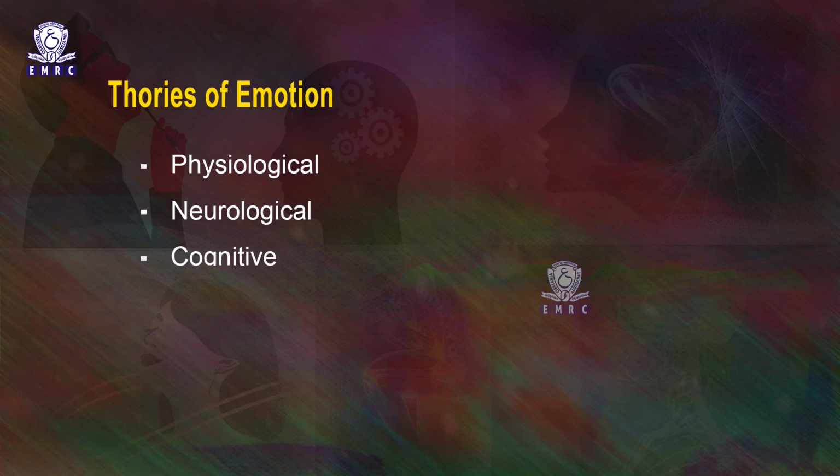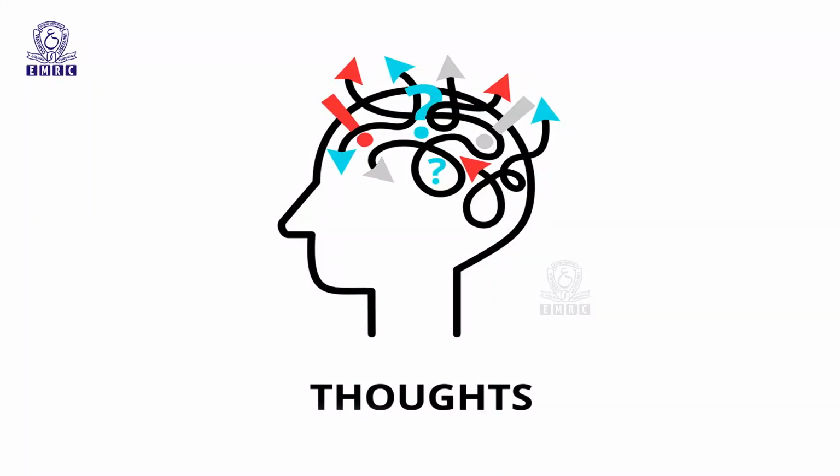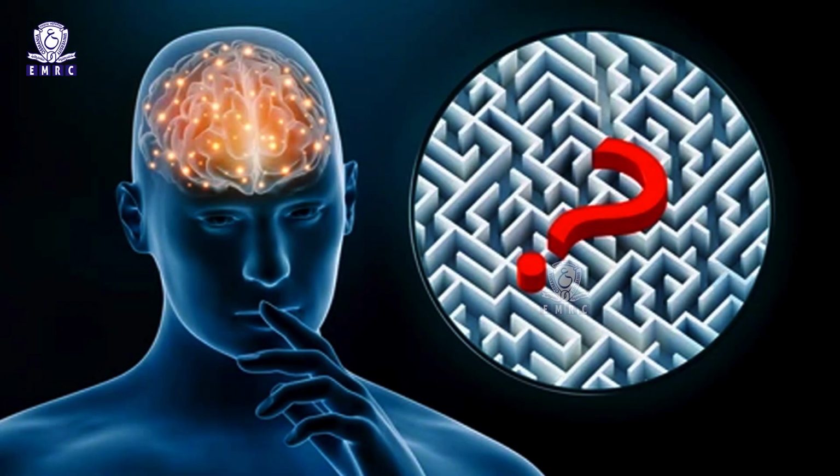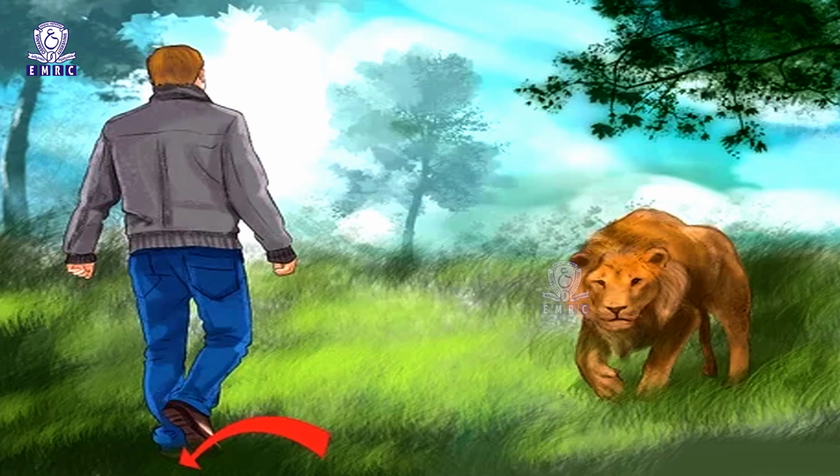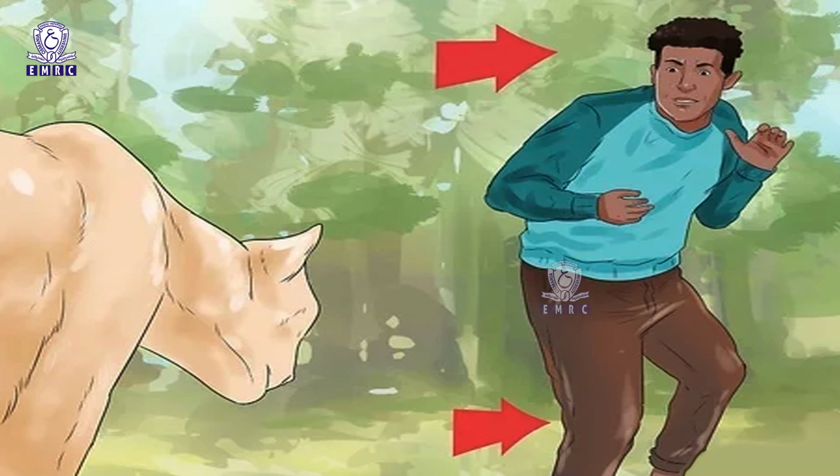Third are cognitive theories, which argue that thoughts and other mental activity play an essential role in forming emotions. For example, a lion approaches a person, and though there is fear, the thought that it will harm me will make the person run for his life.